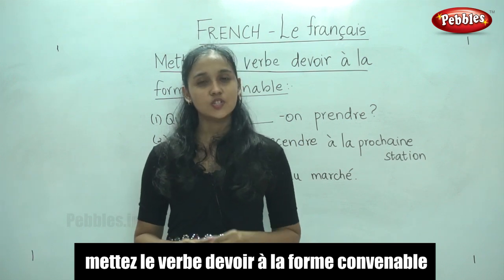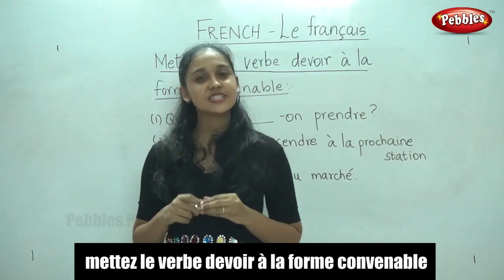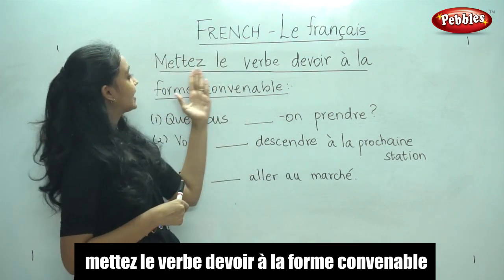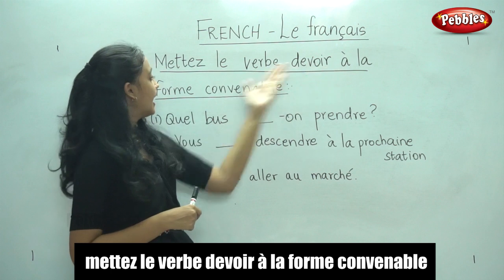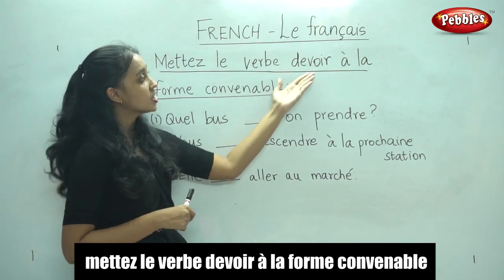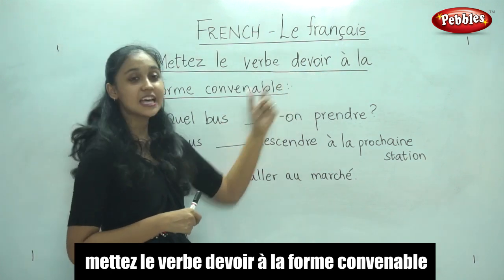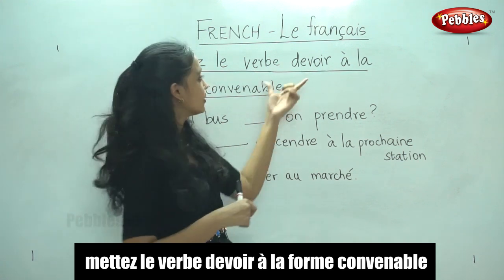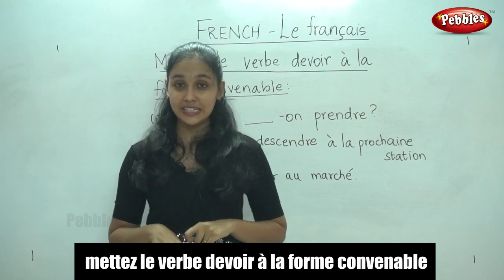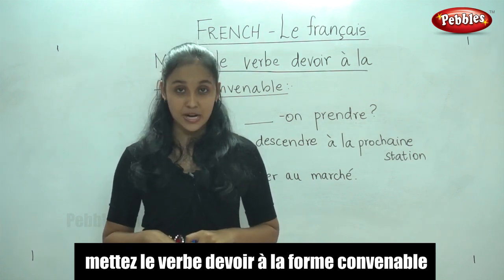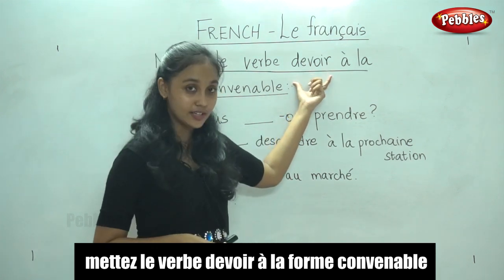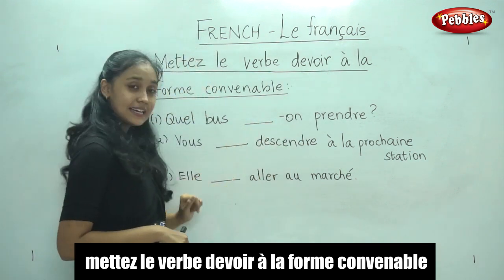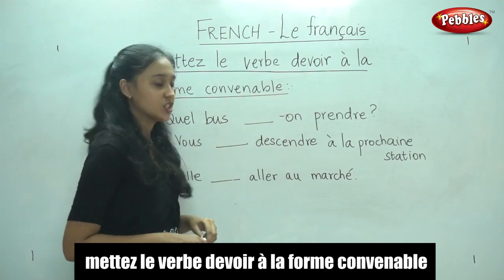Now we are going to do one more exercise to test how well you have learned the conjugation. Mettez les verbes devoir à la forme convenable. So the verb here is devoir. Do you remember in the beginning of the session we learned the verb devoir? What does it mean? Devoir means must. Now we are going to fill in these blanks with the devoir conjugation.